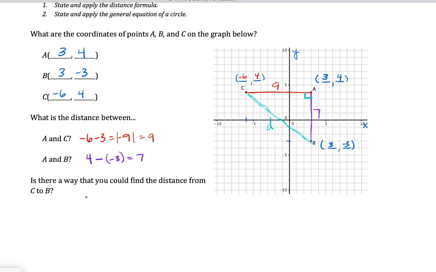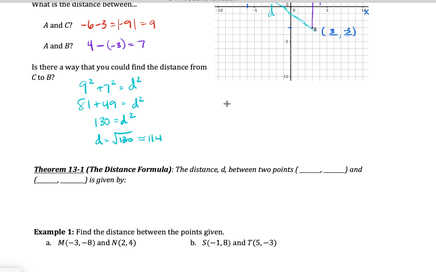I can say that the 9 squared plus the 7 squared will equal d squared. So 9 squared plus 7 squared would be 81 plus 49 for d squared. And that's going to be 130 equal to d squared. So d is the square root of 130, which is about 11.4. All right, so that's how we could find the distance from B to C that way.